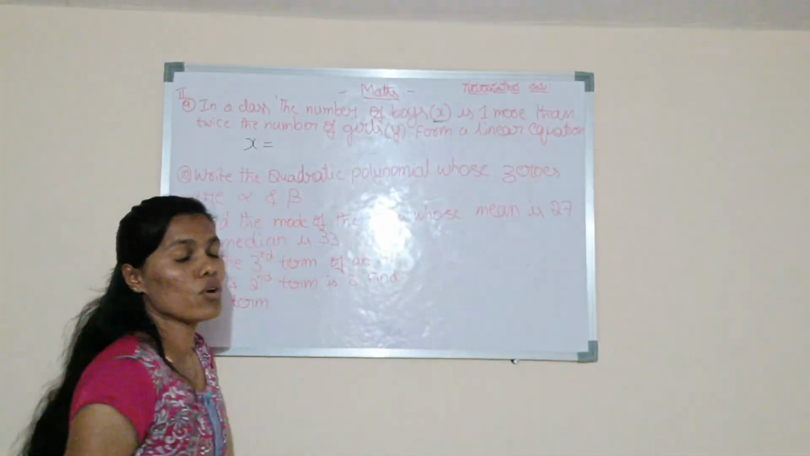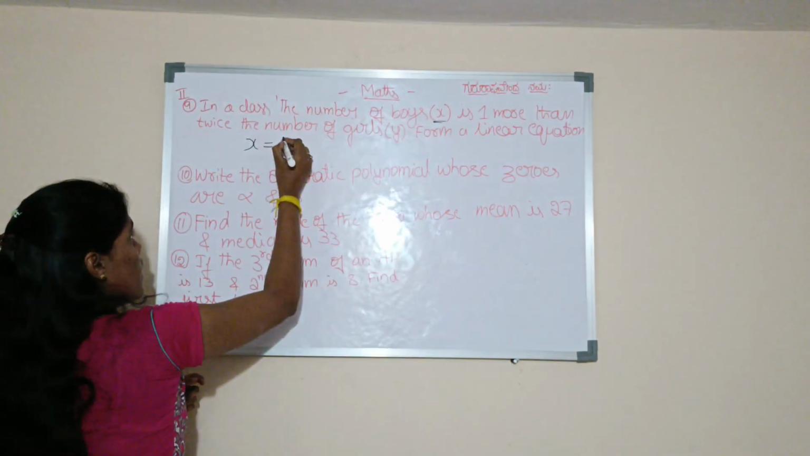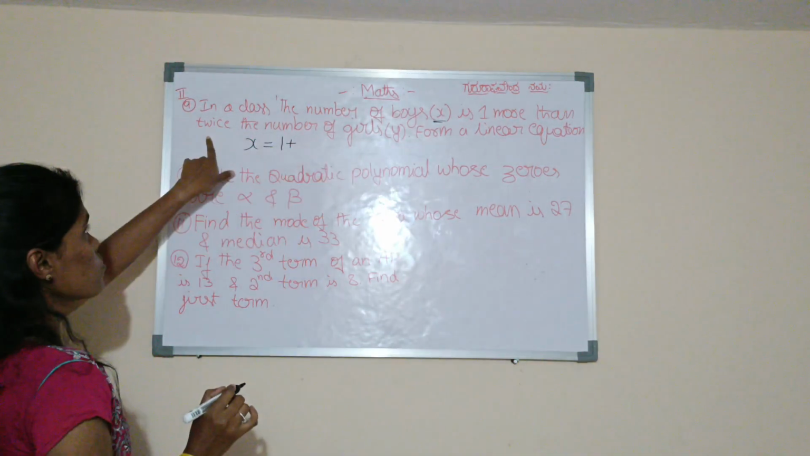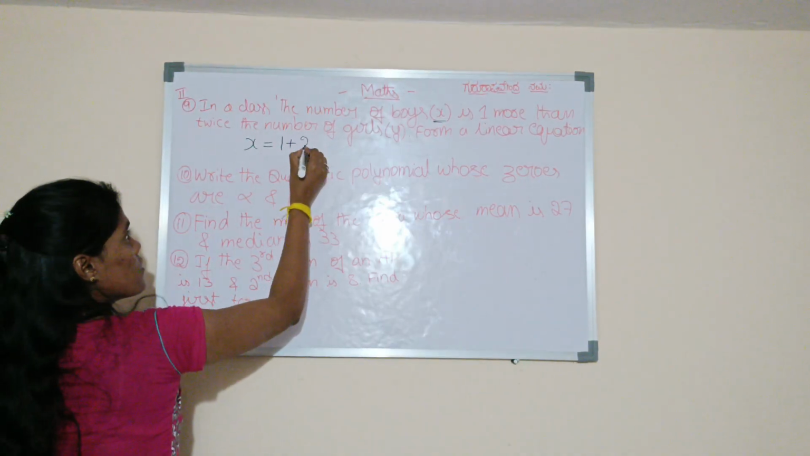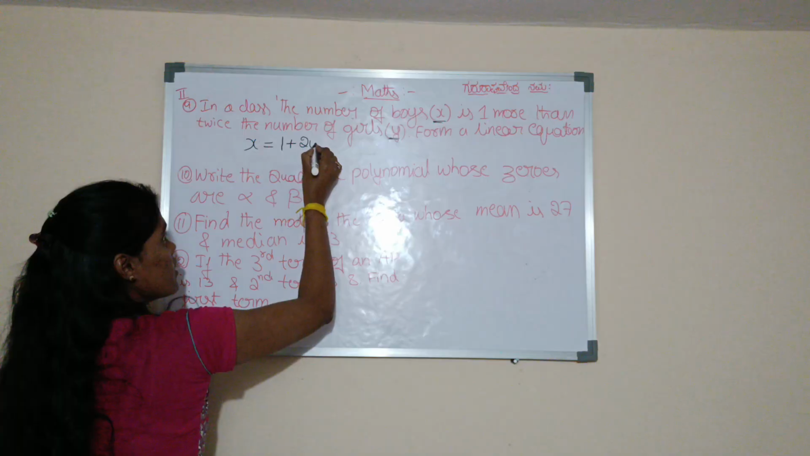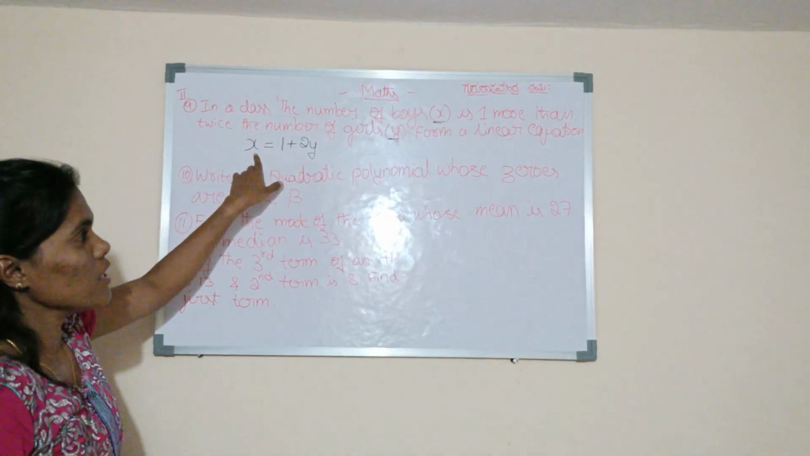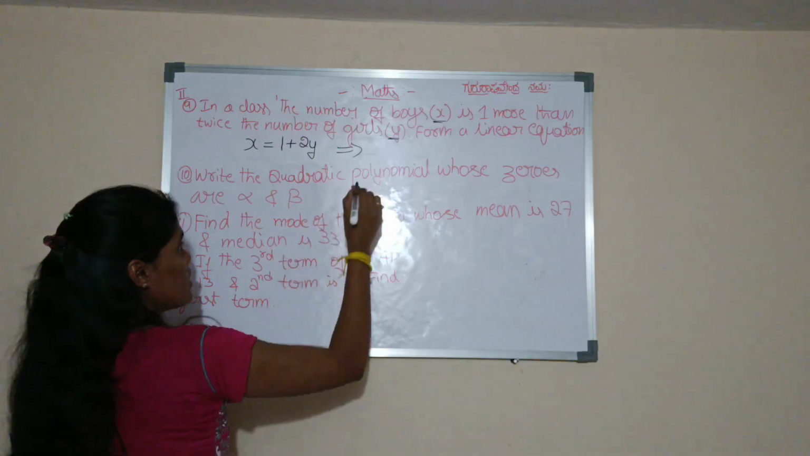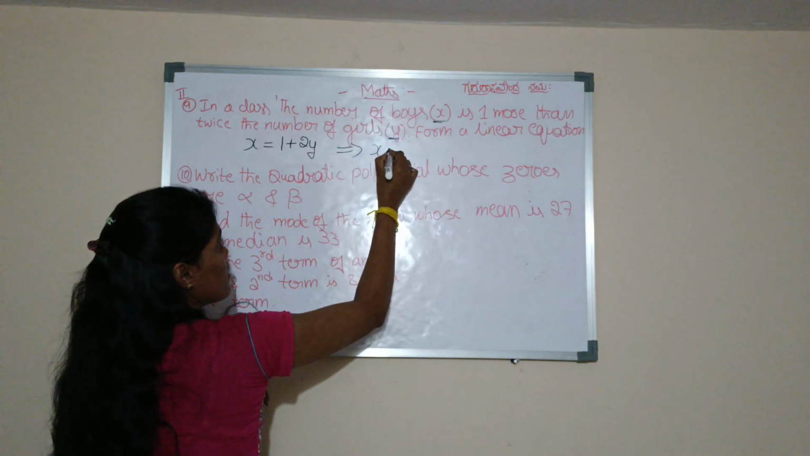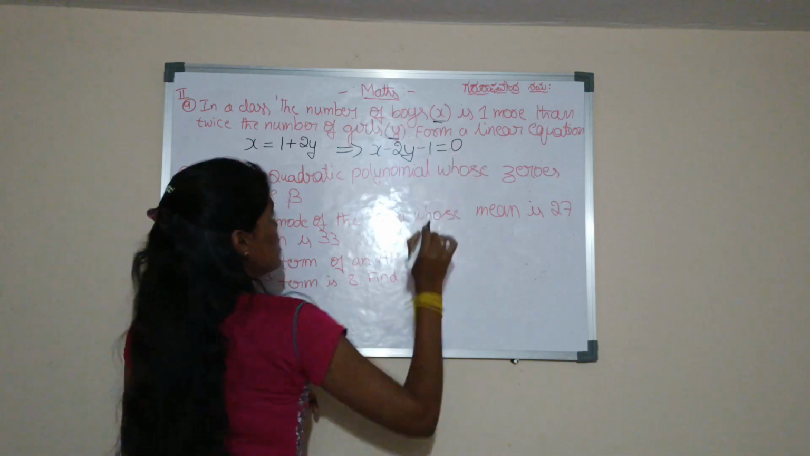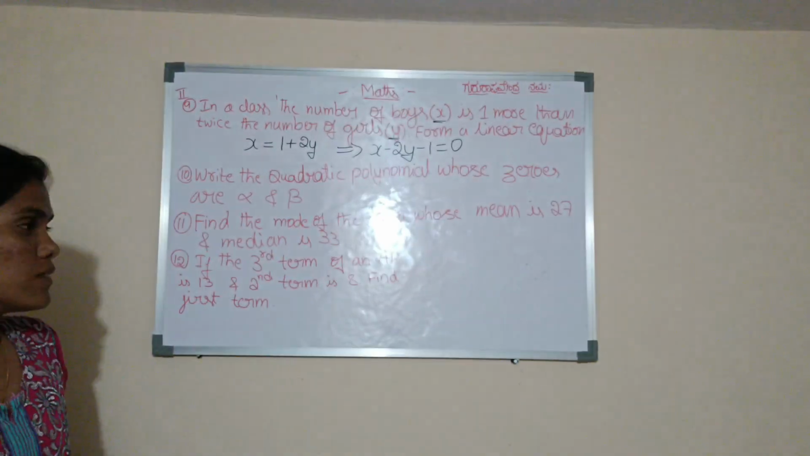One more than means plus. Twice the number of girls. Twice means 2. Twice the number of girls, that is, they only given y. This one will be a linear equation. How can we write? Take x and y variables on the same side, that is x minus 2y minus 1 equal to 0. That is a linear equation.